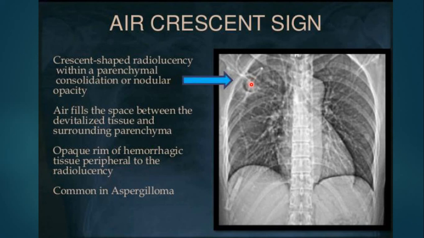Necrotic tissue, devitalized tissue, forming a cavity. And there is an air that is filling the space between this tissue and the surrounding abnormal lung parenchyma. This lung parenchyma is abnormal. It is opaque. Consolidated, white. Okay. Most commonly, it's due to aspergilloma. There is a cavity here with, since it's a cavity, within it, aspergillus will grow, forming what's called aspergilloma, resulting in the air crescent sign.